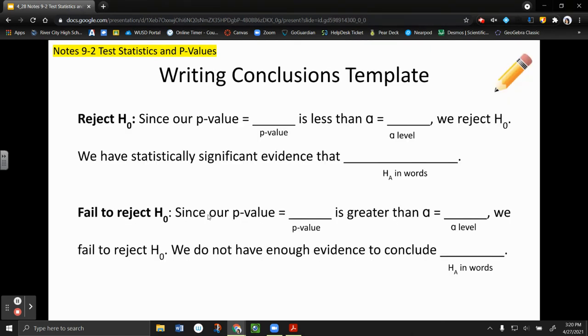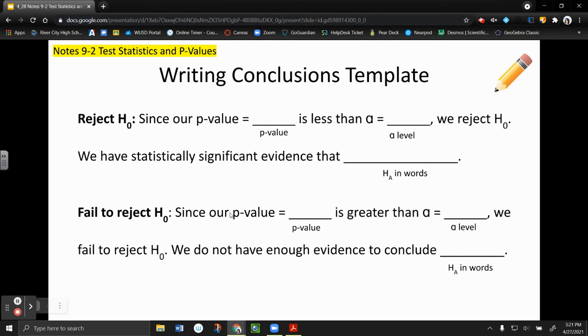So here's kind of a template for writing your conclusions for when you either reject or you fail to reject. When we reject, we say, since our p-value equals, and we need to state the p-value, and we say that it's less than alpha of, again, whatever the alpha is, we reject our null hypothesis. We have statistically significant evidence that, and then you just need to state your alternative hypothesis in words.